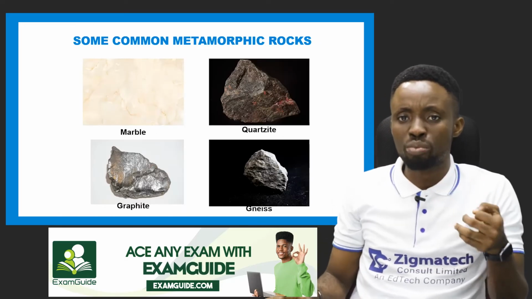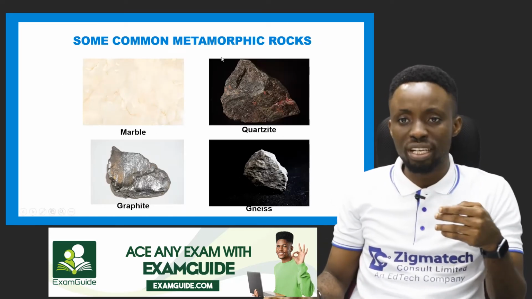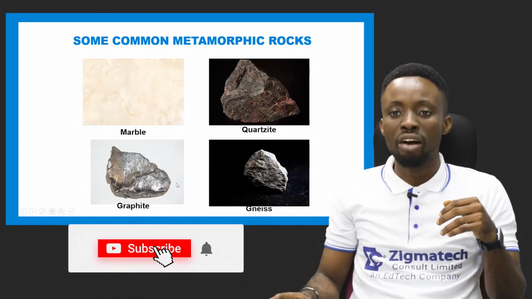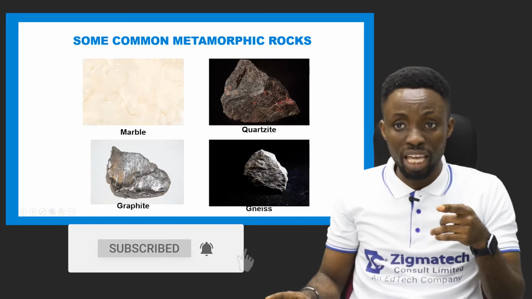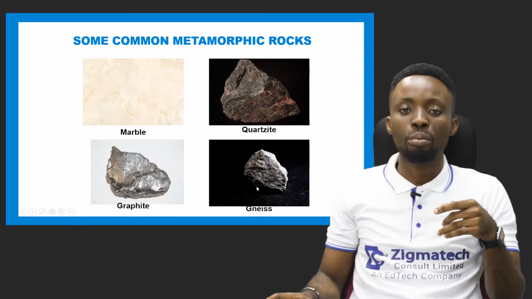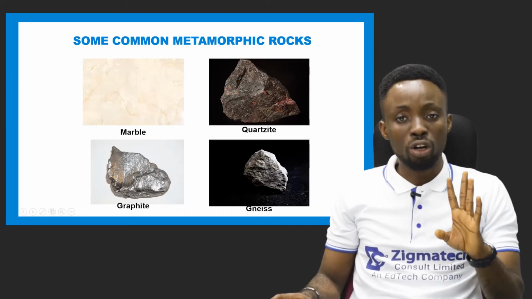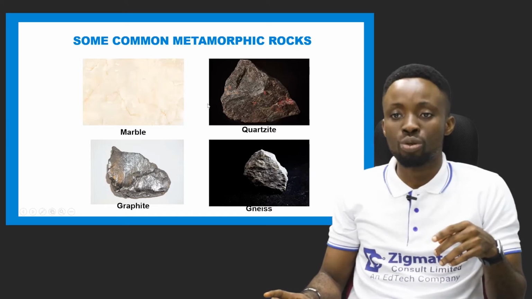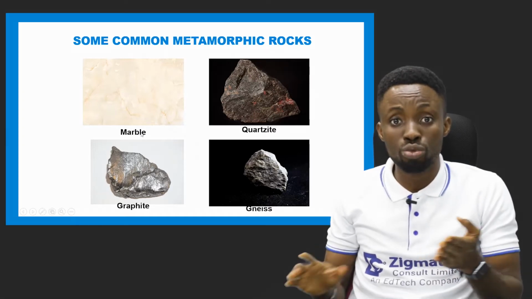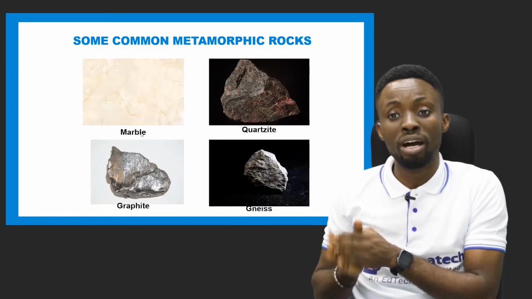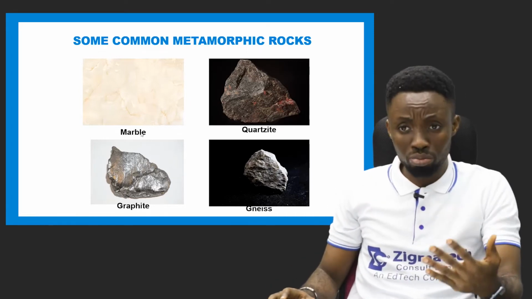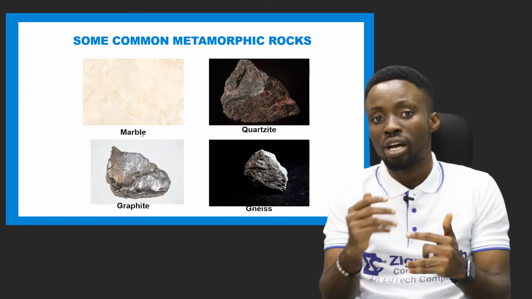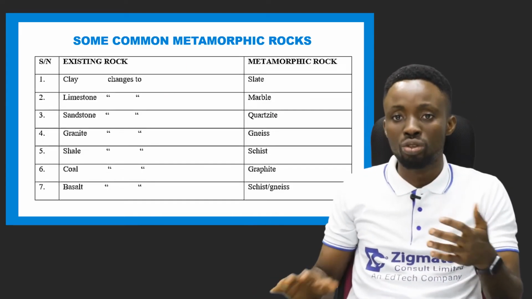So we have some common examples of the metamorphic rock, and as you can see here, we have a marble, and we have a quartzite rock. We have a graphite type of rock, and we have a gneiss type of rock. Now, the common thing about these rocks is that they are actually formed from the transformation of other types of rock, like limestone being transformed to give us a marble. So we're going to look at this transformation of igneous and sedimentary rock, giving us a metamorphic rock, as we go to the next slide.